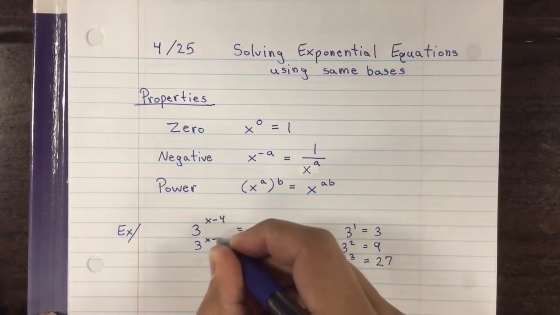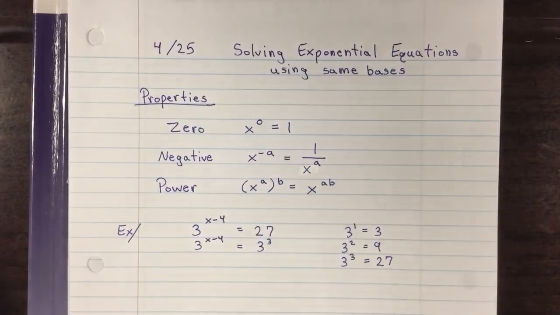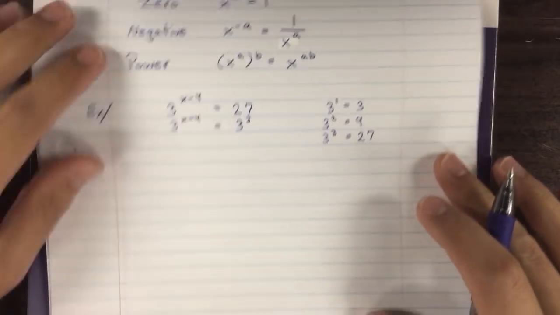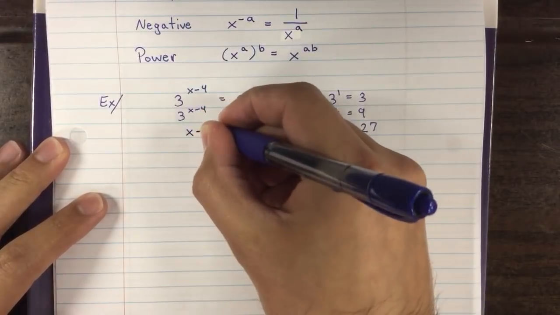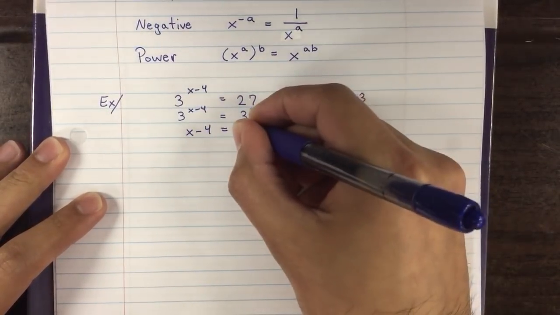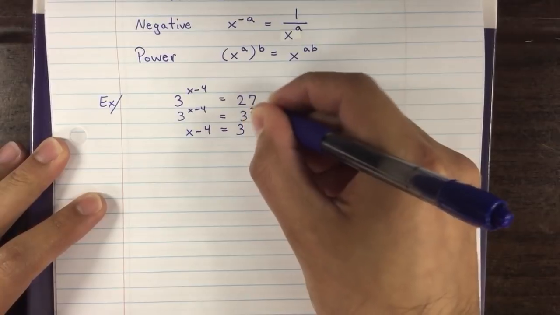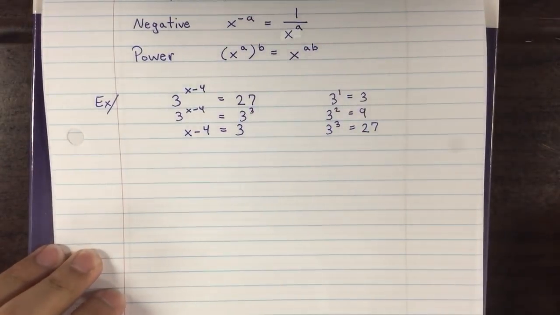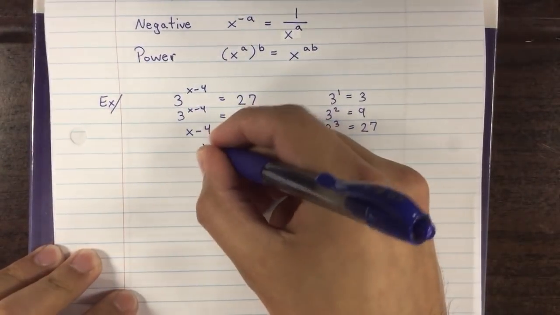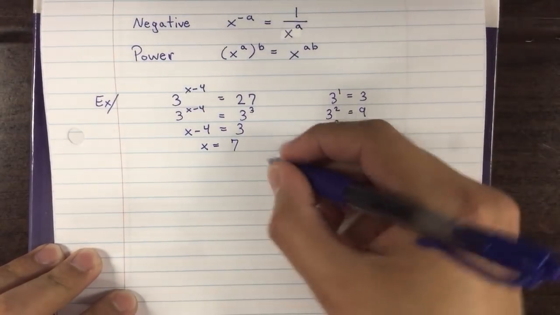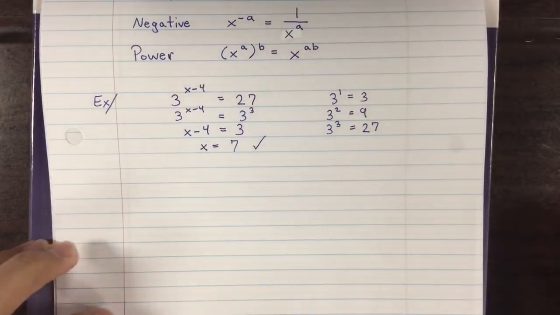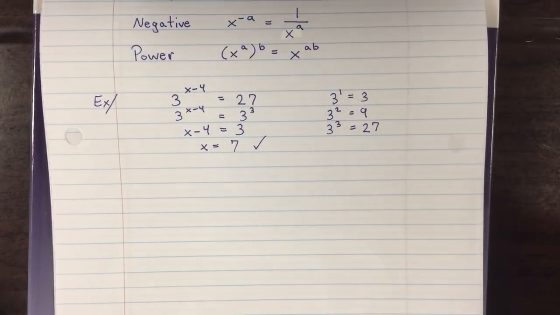The left side stays the same. And what happens is you just drop the bases. So my problem becomes x minus 4 equals 3. This 3 up here. So you have the powers, okay? And then you just solve. So here x equals 7 because we add 4. And then you check your work, and that comes out to be true. Okay, so that's the same basis.